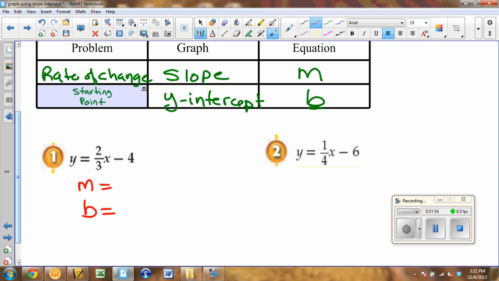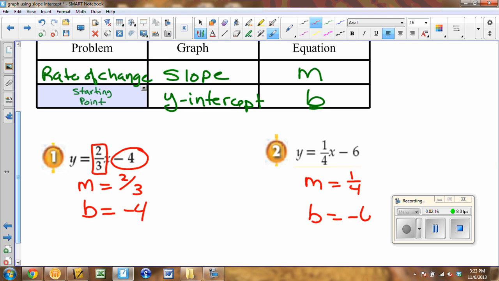There we go. So if I have these problems down here, if I want to identify the slope and the y-intercept, the slope would be the coefficient of x, which is 2/3, and then the y-intercept would be -4, or the constant that's on the end. Constant is the number without a variable, and the coefficient is the number with the variable. Over here I have a slope of 1/4 and a y-intercept of -6. Don't forget that that sign in front of there has to stay with the intercept, so it will be -6.